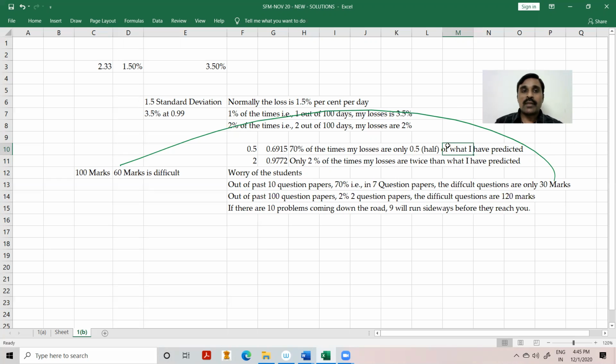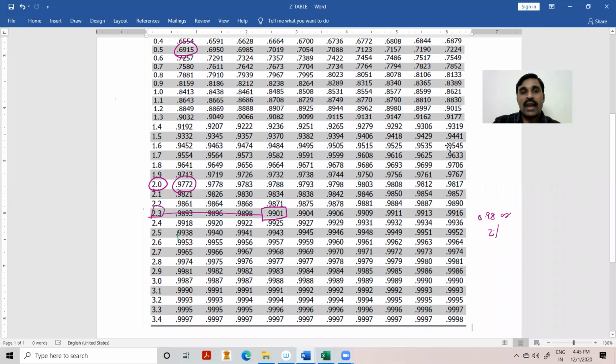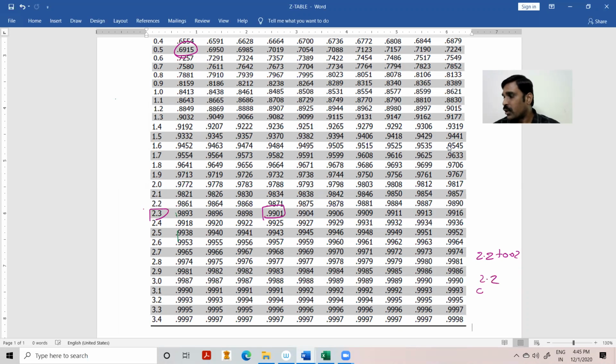So therefore, I want that 99% confidence. Since it is closer to this, I can take the exact figure somewhere in between 2.2 to 2.3. I can take 2.2 plus 0.02, 2.22. I can take some approximate figure, but that is not necessary because the question is only for 4 marks. We don't need to go for the accurate figure. We can go for the approximate figure.